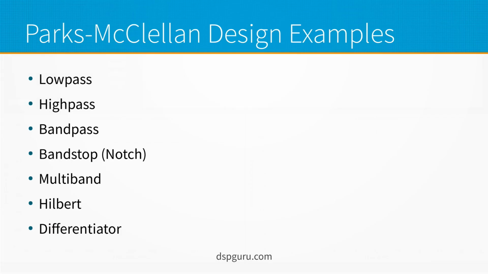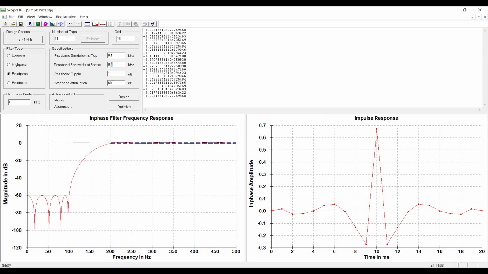So next let's go to a bandpass filter. I'm going to change some of the specifications around here a little bit. I'm going to have 0.4 kilohertz for my upper passband upper frequency. I'm going to put the bandpass center in the exact center of that.